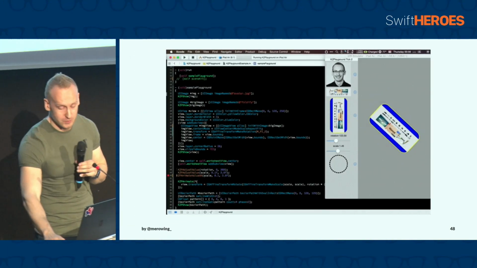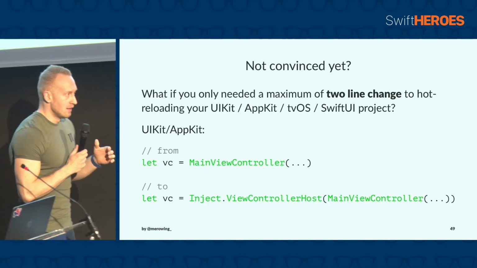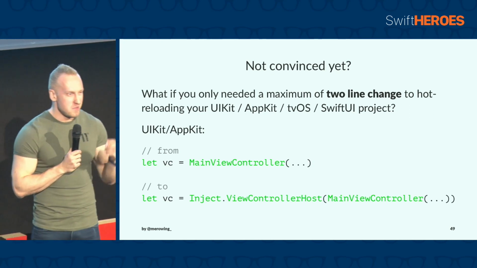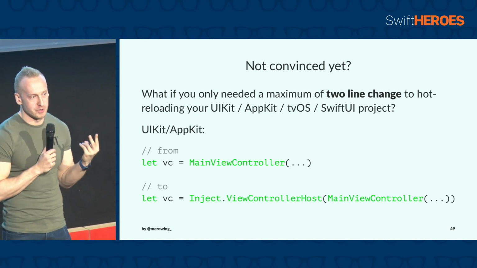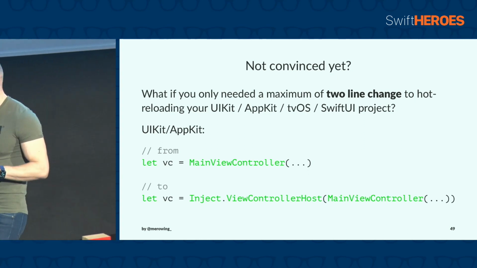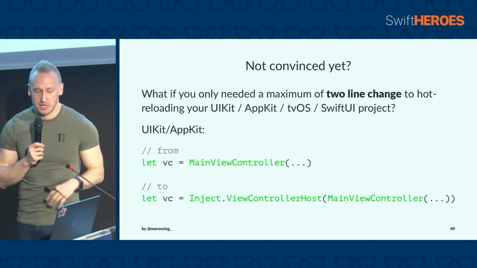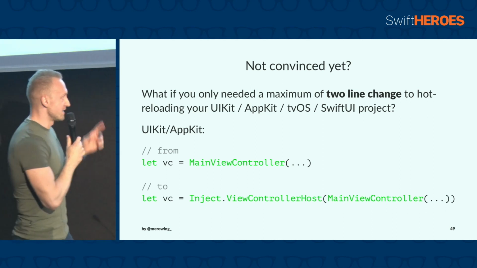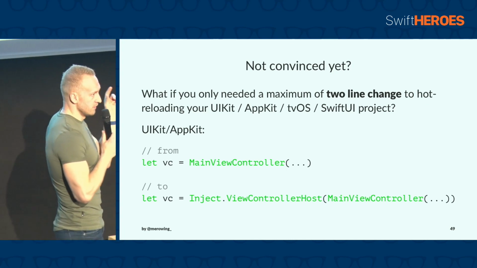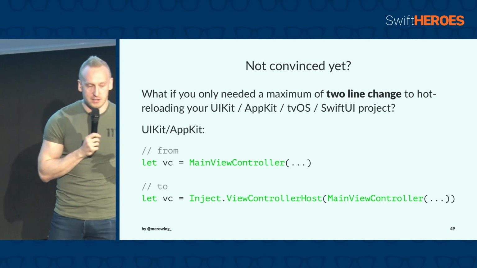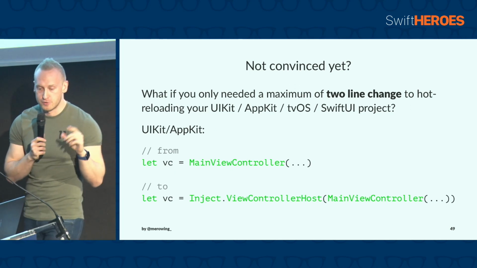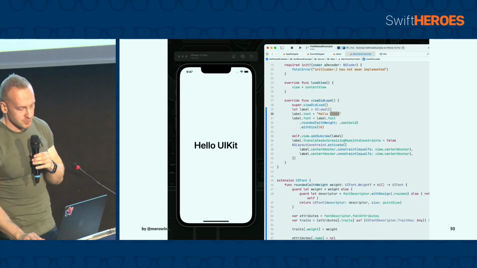So I came up with something simpler. What if I told you that the only thing you had to do in your project is change maybe 2 lines of code to be able to hot reload Swift? 2 lines of code. And you can develop UIKit applications, AppKit applications. So this is actually an example from a real application. I changed a single line from just building the view, like creating the view controller, to creating a view controller through a host, which is a pattern that I have in a framework that I built. And this is the output of it.